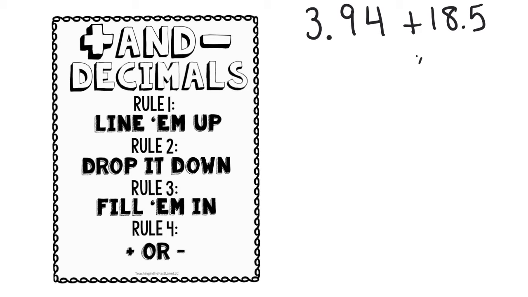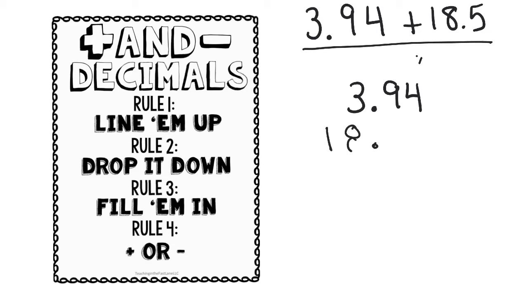Okay, let's try an addition problem first. So the first thing says to line them up. Right now, this is horizontally written, which horizontally means across. We want to write them vertically. We want to stack them. So lining them up first. Remember with adding, it doesn't matter which one is on top because adding has a commutative relationship. So lining this decimal up would mean that this 18 would go here. And not only are we lining up our decimal when we're doing this, we're also lining up our place values.